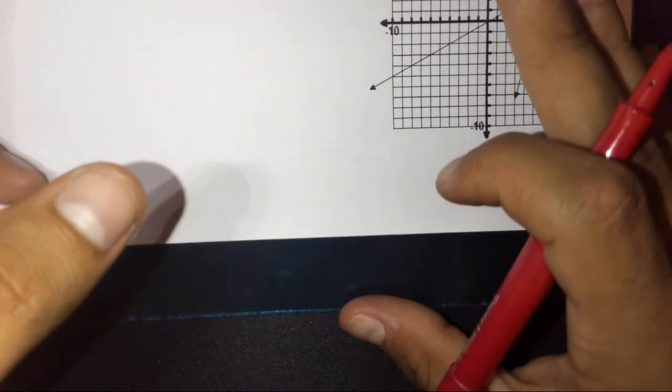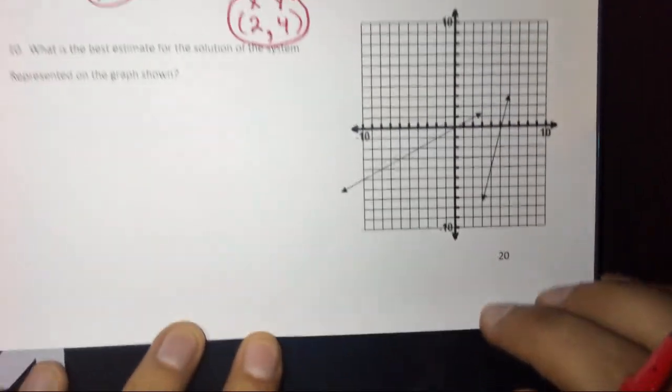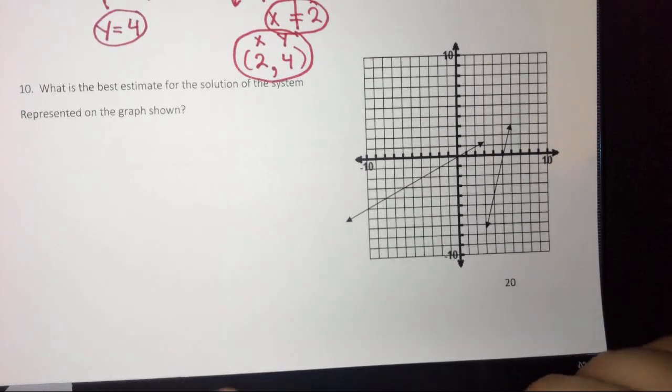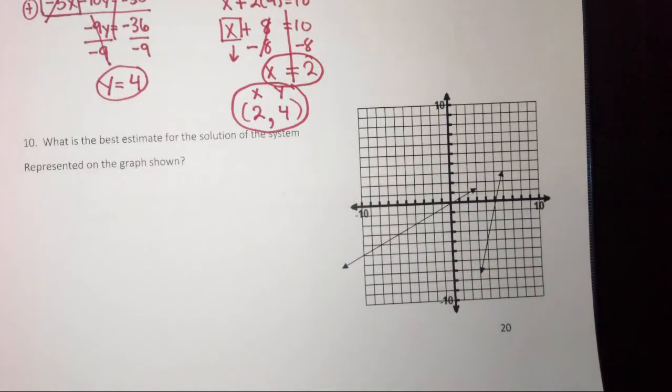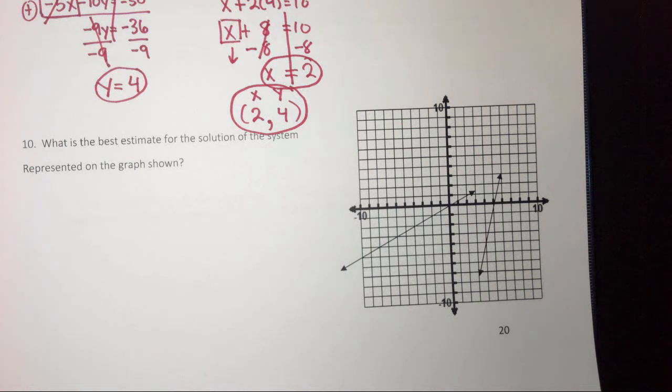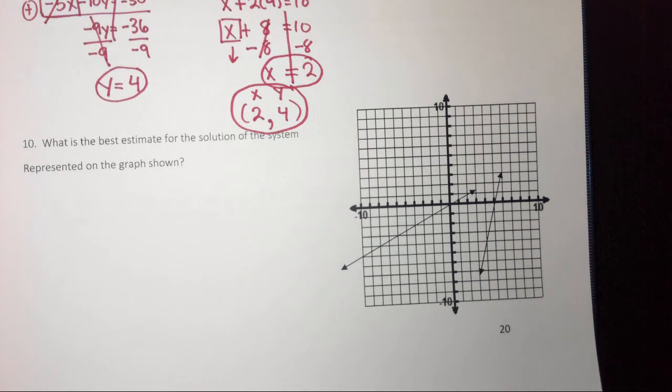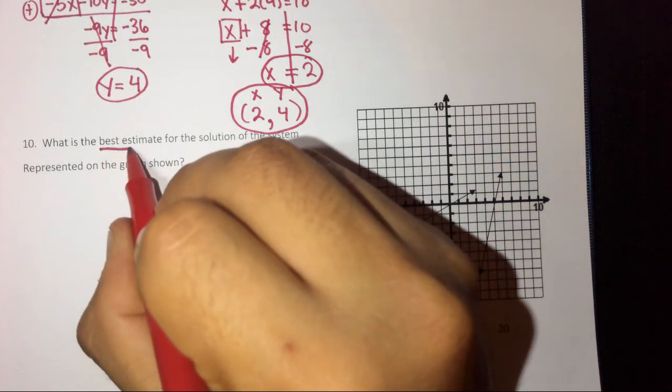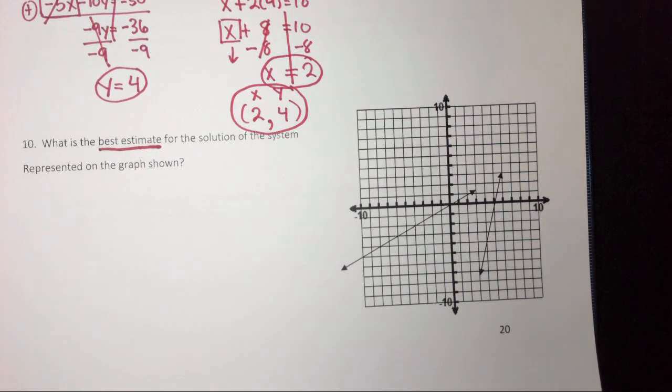Alright, I think we can finish 10 and then probably do one more video and then we would be done. Alright, so problem number 10 says, what is the best estimate for the solution of the system represented on the graph shown? Alright, so obviously one of the keywords here is best estimate. That means it may not be perfect. It also means that your answer might be a little bit different from mine. That's okay. On the test, it should be pretty obvious which one it is.